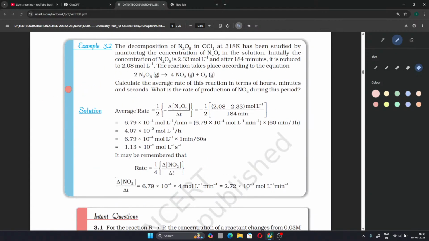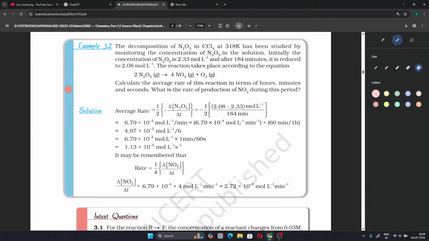Example: the decomposition of dinitrogen pentaoxide in carbon tetrachloride at 318 Kelvin has been studied by monitoring the concentration of N2O5 in the solution. Initially, the concentration of N2O5 is 2.33 mole per liter, and after 184 minutes is reduced to 2.08 mole per liter. The reaction takes place according to the equation 2N2O5 gives 4NO2 nitrogen dioxide and 1 mole of oxygen. Calculate the average rate of this reaction in terms of hours, minutes and seconds. What is the rate of production of NO2 during this period?